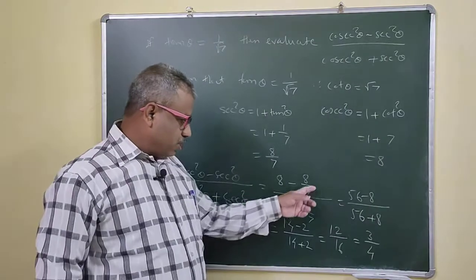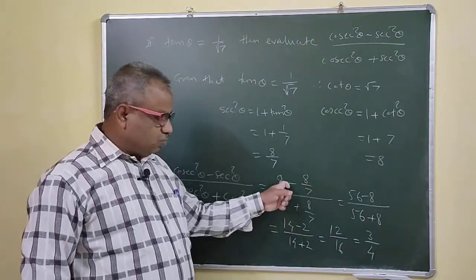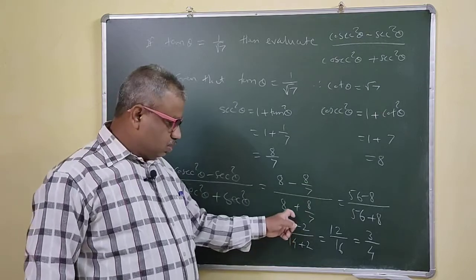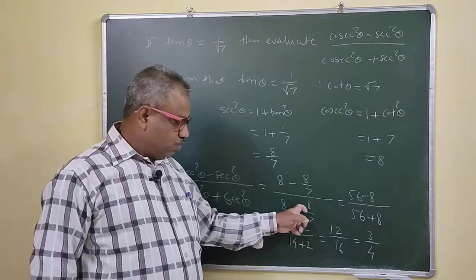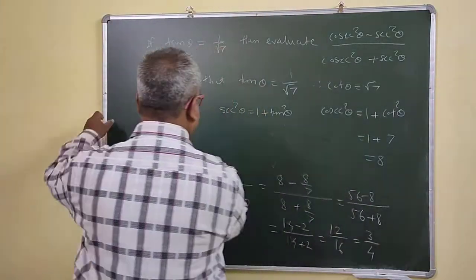You may divide by 8 also. Here it is better to take the common: in 8 minus 8 by 7 and 8 plus 8 by 7, take 8 common. Then this is 1 minus 1 by 7, and this is 1 plus 1 by 7. So here also you can do this. Any method you can apply.